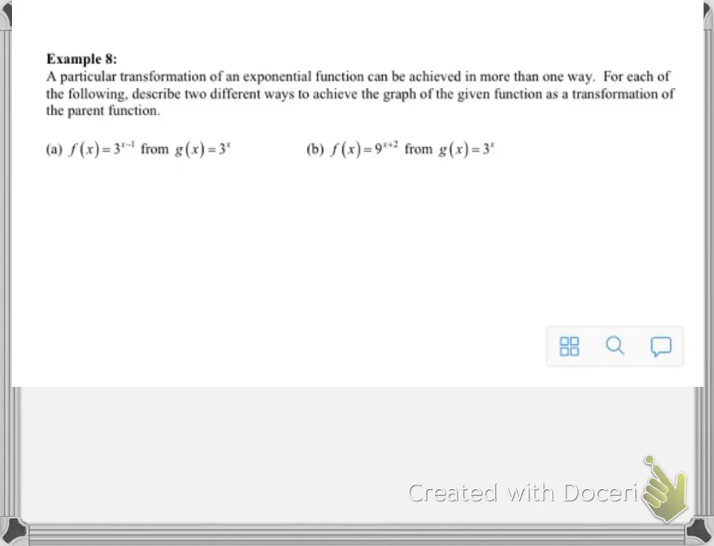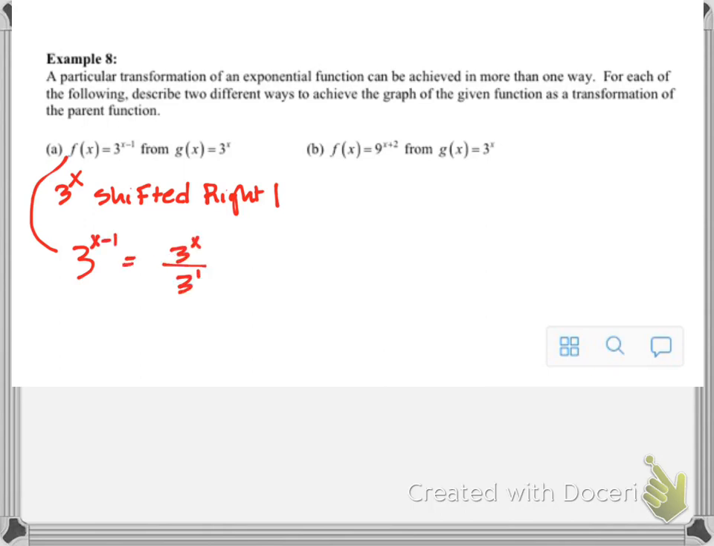Example 8. So let's talk about transformations on these basic functions. There are multiple ways we can talk about transformations, especially with exponentials. So I'm going to do 2 ways for each. Okay, so let's talk about the first one. I think the easiest way to describe part A is it's 3 to the x shifted right 1. I don't think anybody's going to argue that. We can graph it pretty easily.